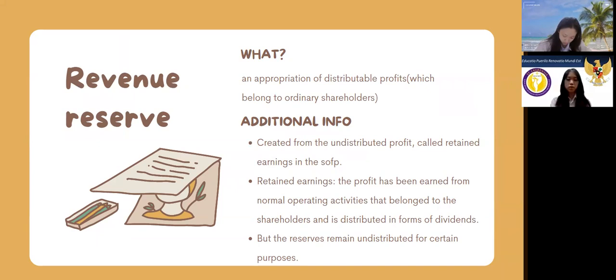What is retained earnings? Retained earnings are the profit that has been earned from the normal operating activities that belongs to the shareholders and is distributed to the shareholders in the form of dividends. But these reserves sometimes remain undistributed for certain purposes. Next.